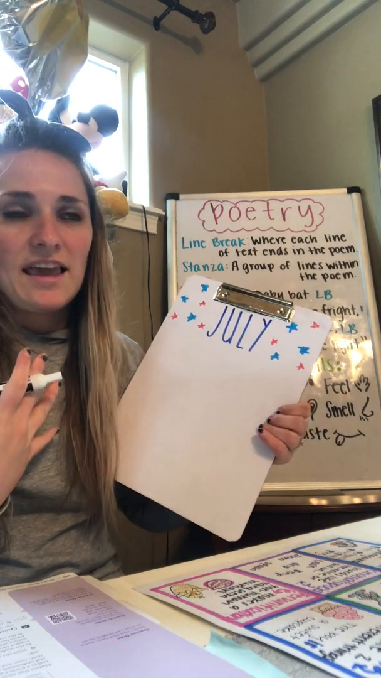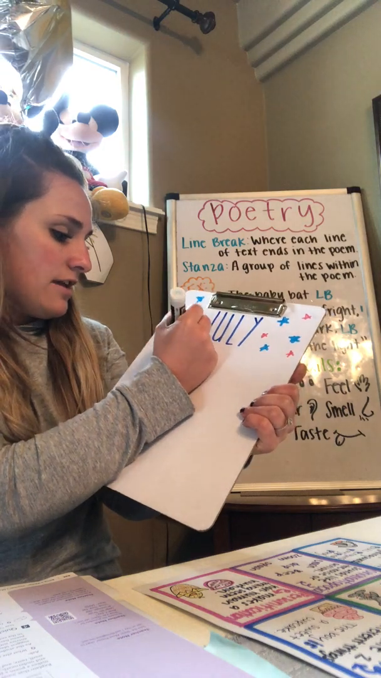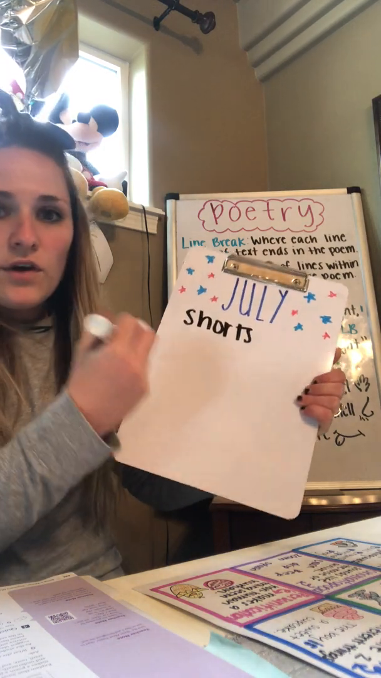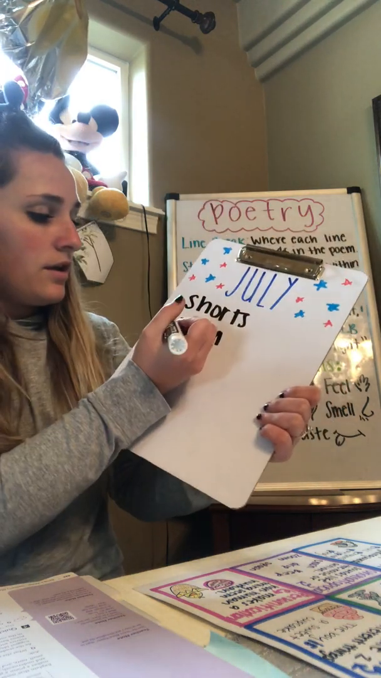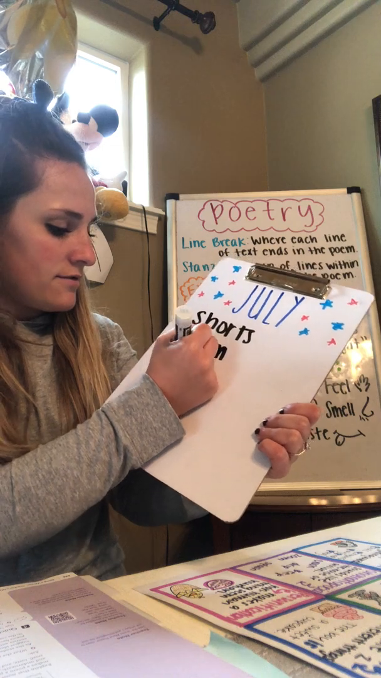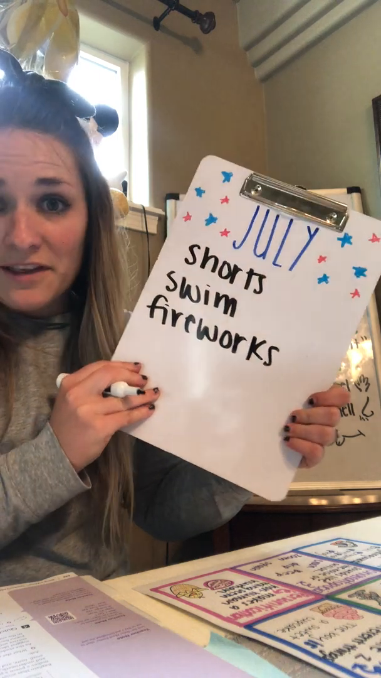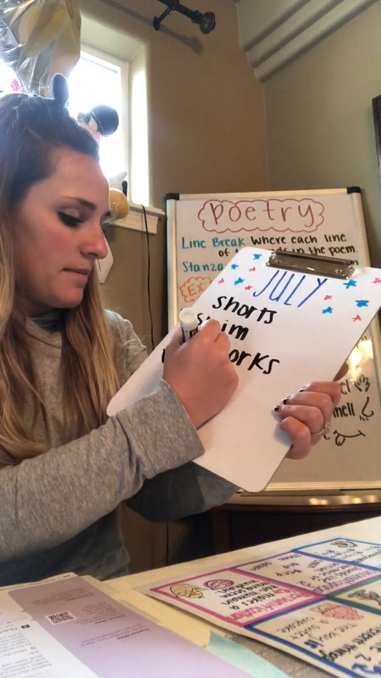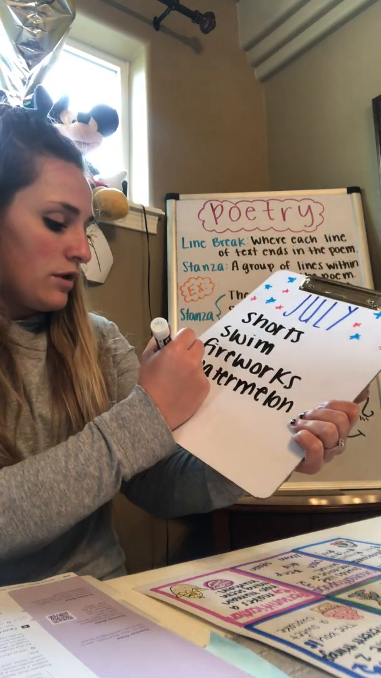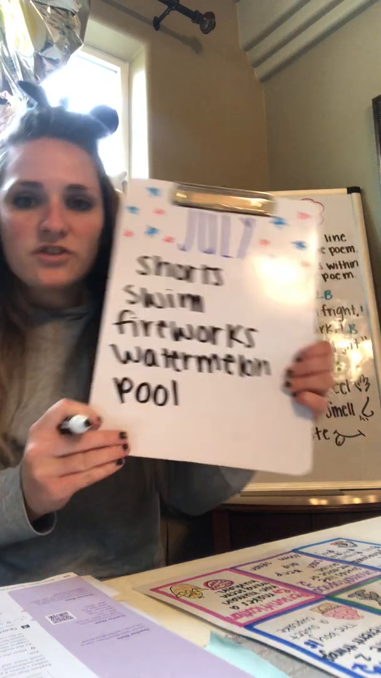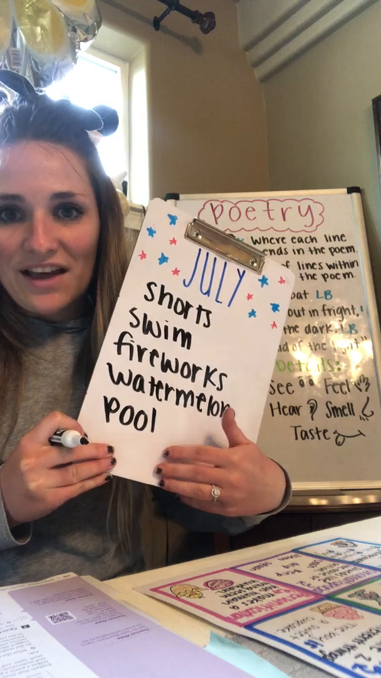I'm automatically thinking of snacks I eat or places I go. You wear shorts because it's usually really warm. You could go swimming. You could watch fireworks. I eat a lot of watermelon because it's in season, so juicy watermelon. Maybe you go to the pool. These are just a few things you can use to get your brain started when you think of a new month that you're going to write about.